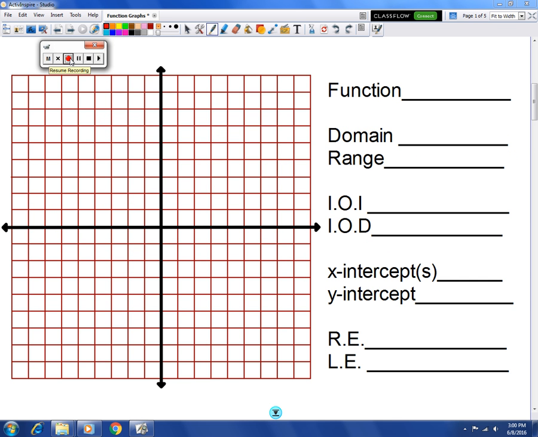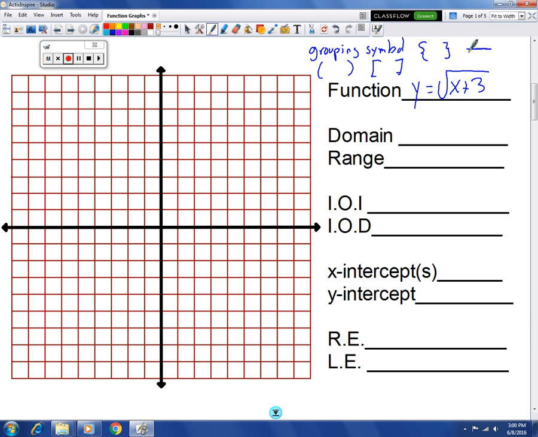Okay, my next example is I'm going to start with the basic function, the parent function. This time I'm going to include a +3 underneath the radical sign. Well, the radical sign is a grouping symbol. Mainly we think about parentheses as grouping symbols, or brackets, or even braces in some cases. But also a radical sign is a grouping symbol.